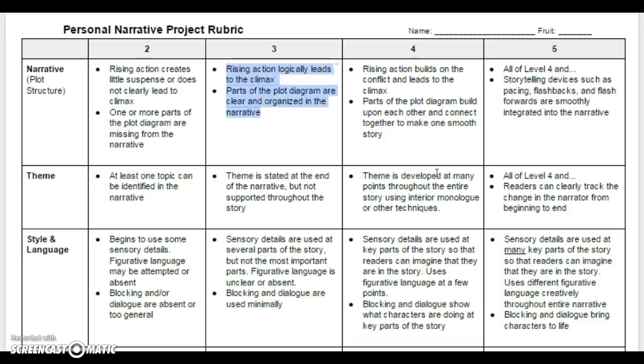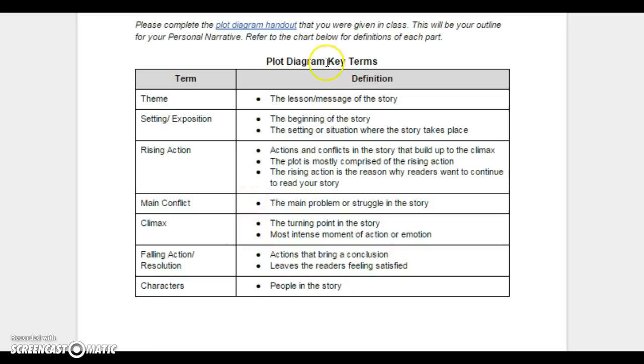For level 4, rising action builds on the conflict and leads to the climax, and parts of the plot diagram build upon each other and connect together to make one smooth story. If you have forgotten any parts of the plot diagram, you can look at the definitions that are in your Step 2 document. There are the key terms and definitions here.